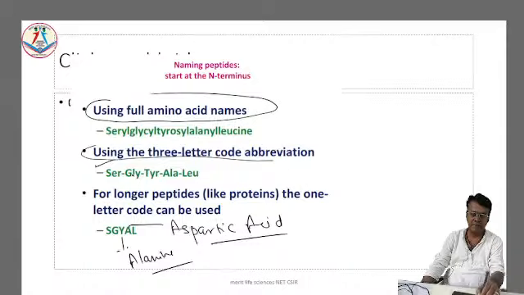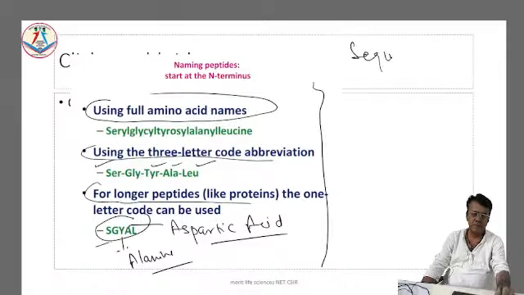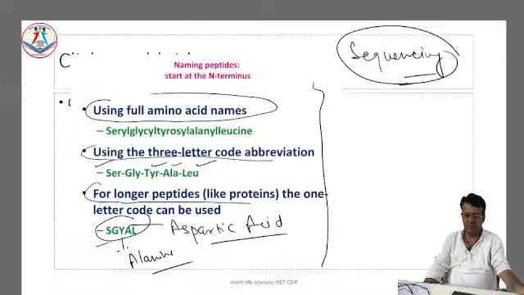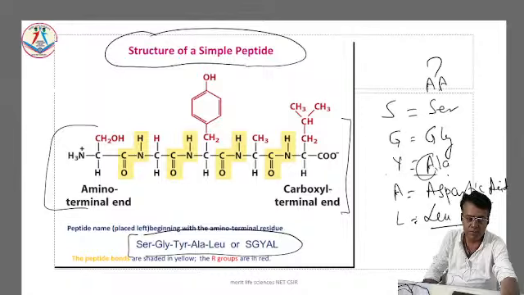But when you are writing them in the one alphabet form, then it becomes so much shorter, because this information will be needed during sequencing. During the sequencing, we need that. Okay. So we will learn many more things about these amino acids.